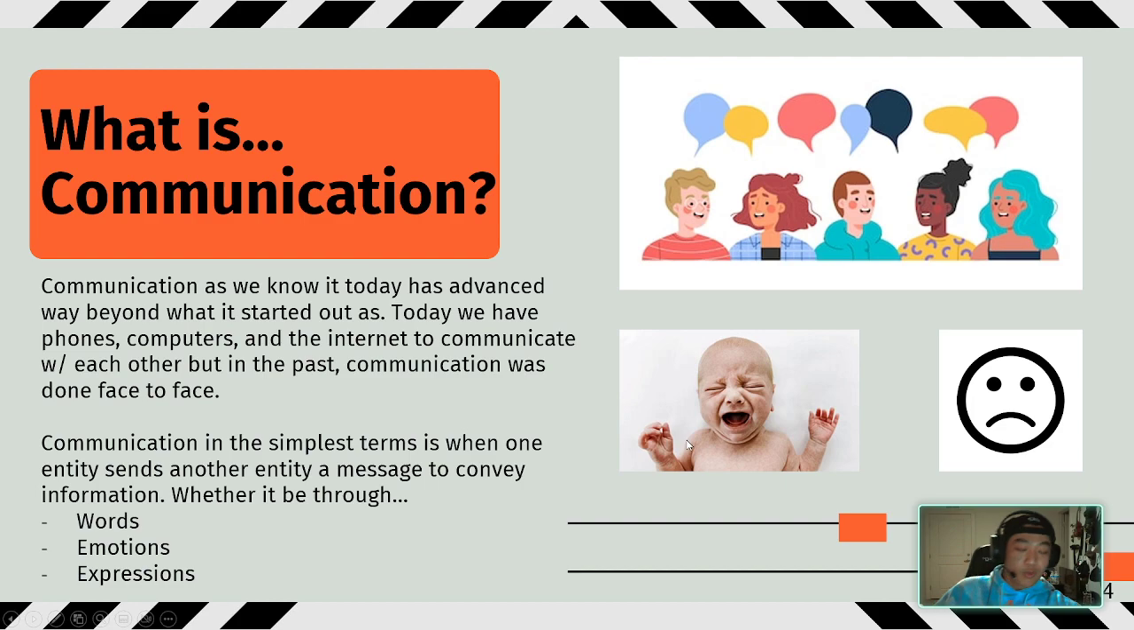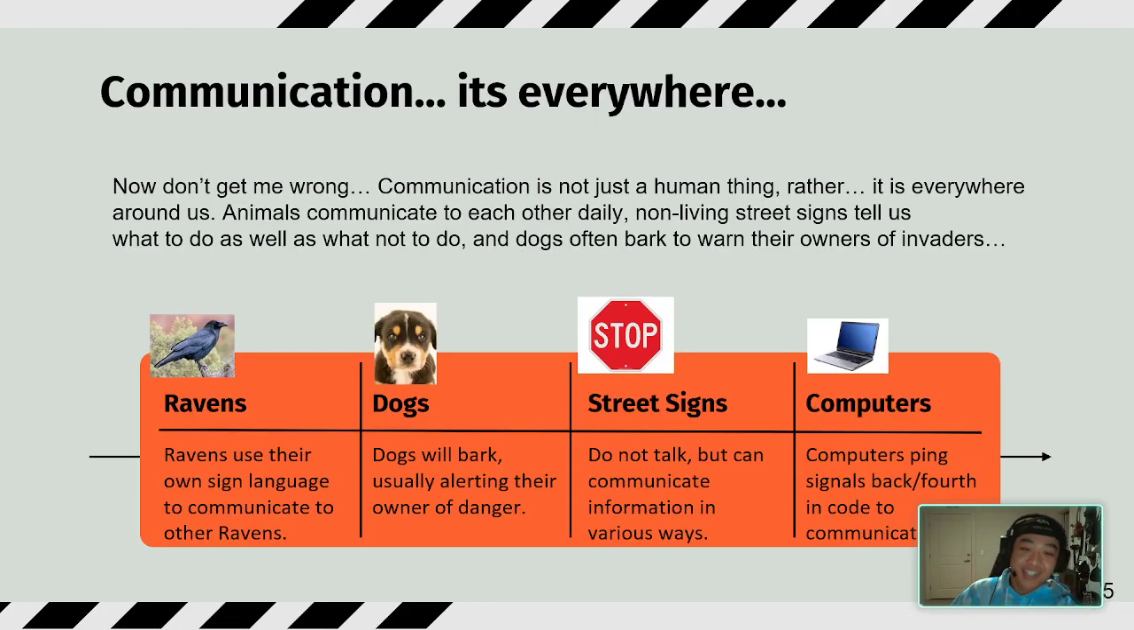And oh, you want to know if communication's only done with humans? No, actually, I was going to talk about that. Communication is everywhere. Now, don't get me wrong, communication is not just a human thing. It's everywhere around us. Animals communicate to each other on a daily basis. Non-living street signs tell us what to do and what not to do. And dogs will bark at their owners when there's an invader coming in.